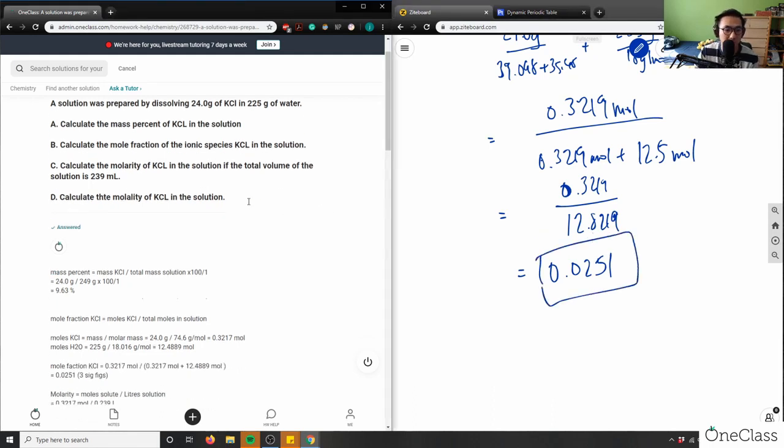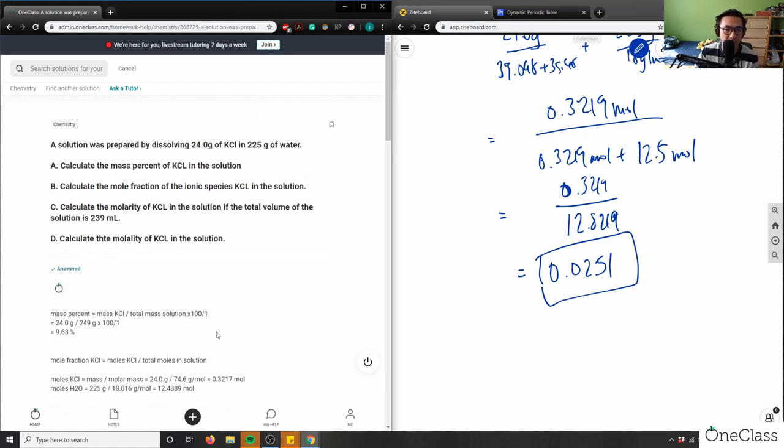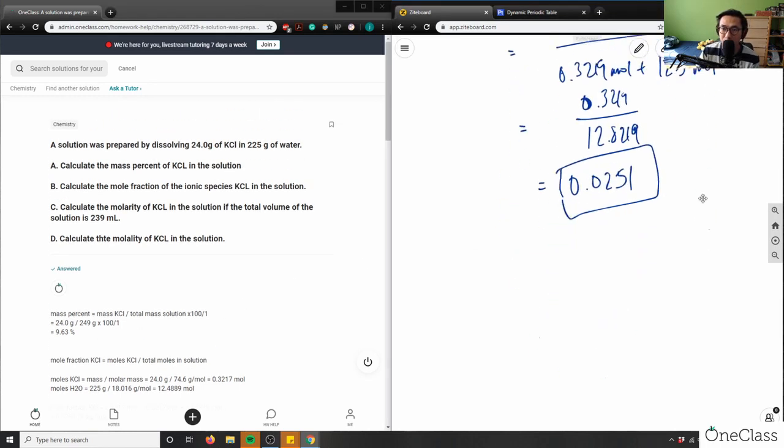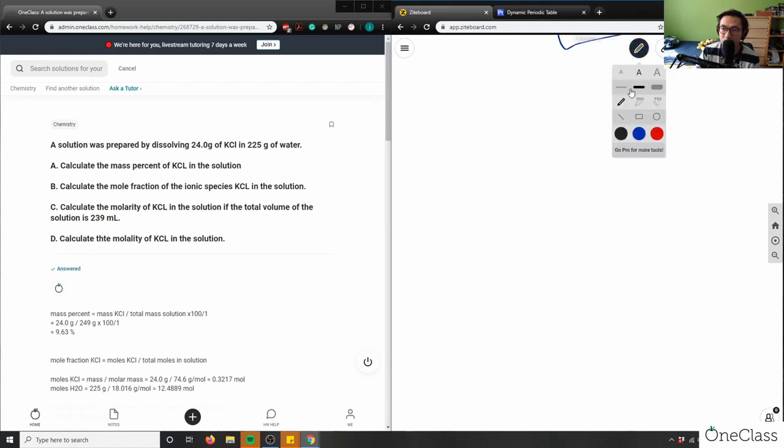Let's see what they did here. They did the same thing: mole fraction equals moles of KCl over total moles. That's good. Mass over molar mass gives you 0.3217. I got 0.3219, close enough. And then water is 225. Yeah, that's good. It was 12.48. I got 12.5. And they divided by the total here to get 0.0251, and that's the exact same thing. Sweet. So that's B. That's a long question.